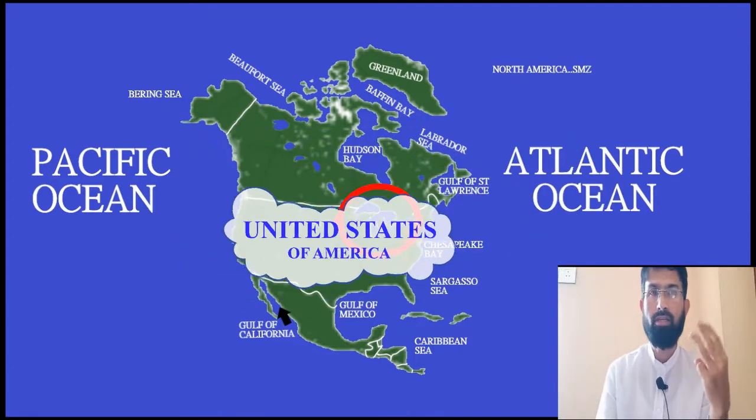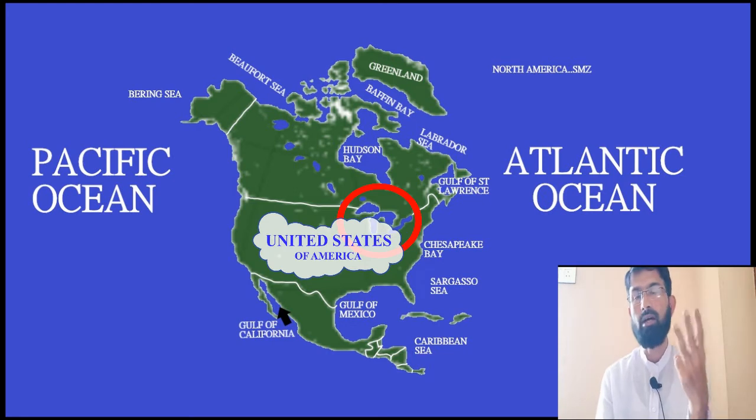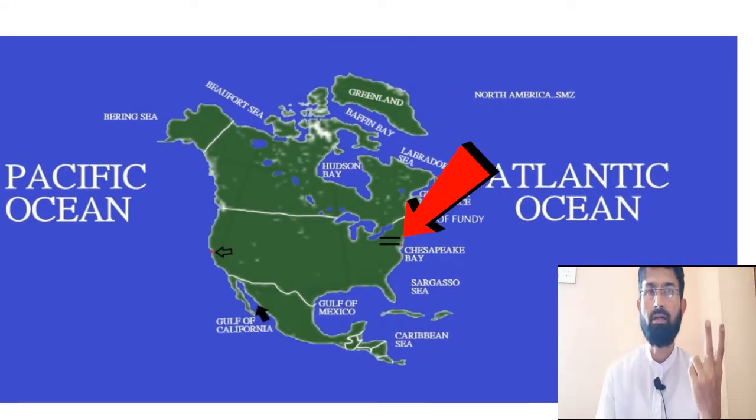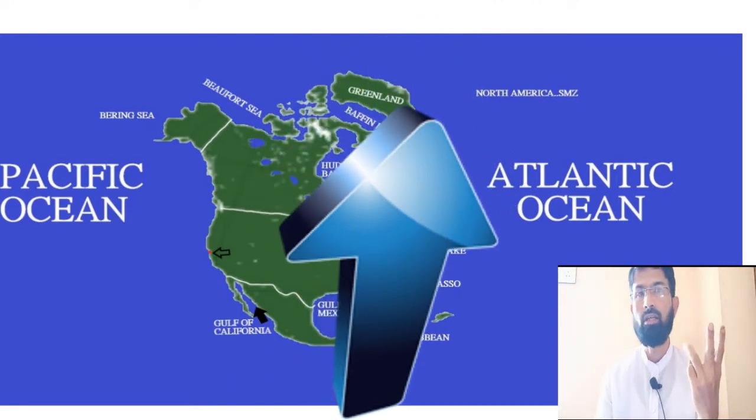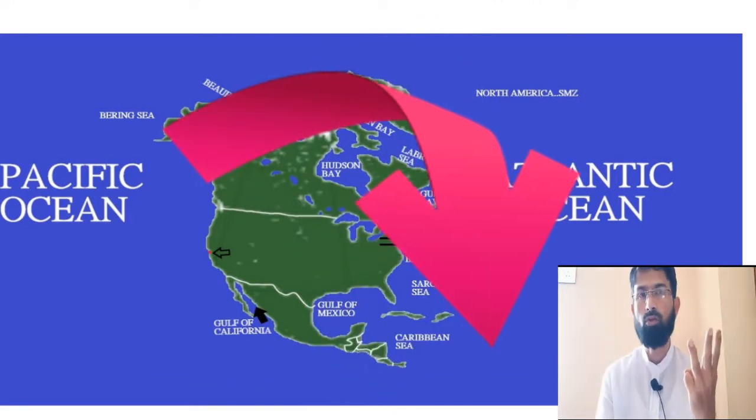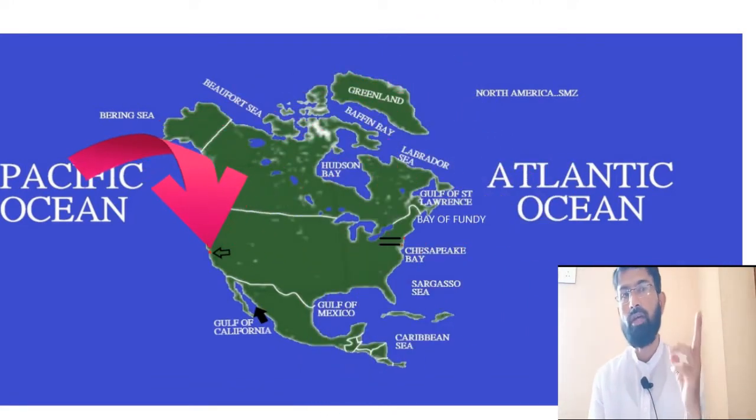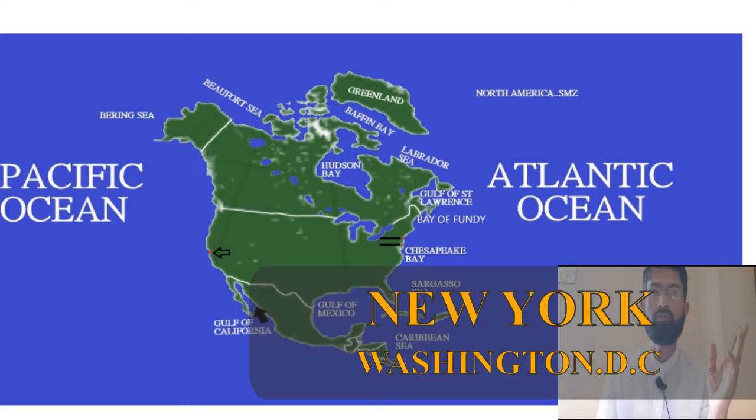USA. In USA's case, three places in particular are asked in map pointing. One, New York, the second one Washington DC, and the third one San Francisco. Okay, so on the east side you will find New York and Washington DC.